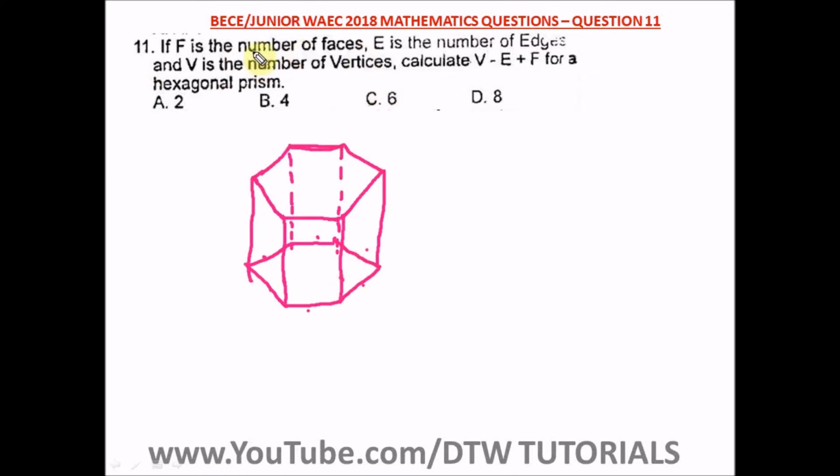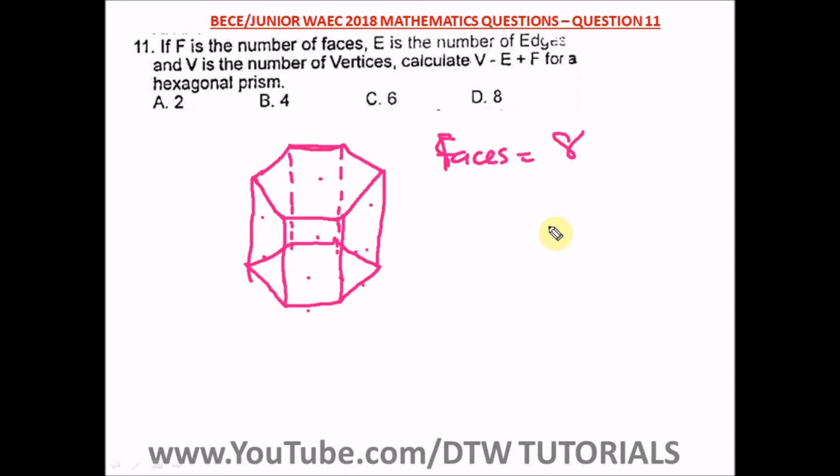Now let's try to find the number of faces. The top base is a face, and the bottom base is another face. So we have 1, 2, then how many faces here? We are going to have 6 faces. This is one face, this is two, this side here is another face, this is another face, and this is another face. So we have 6 faces turning around it, then one face up and another face down. So the total number of faces is 8. We have 8 faces.